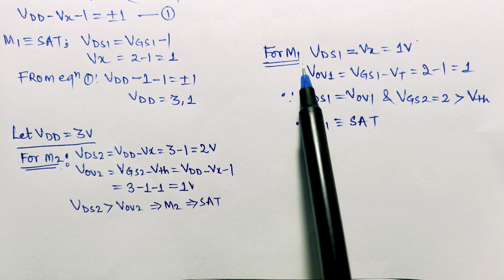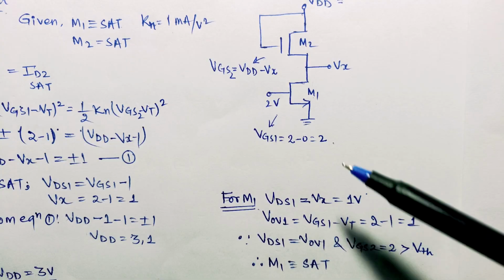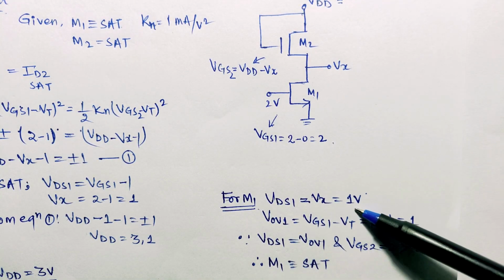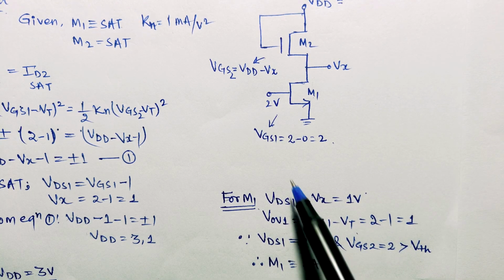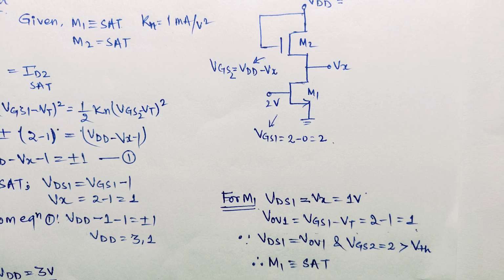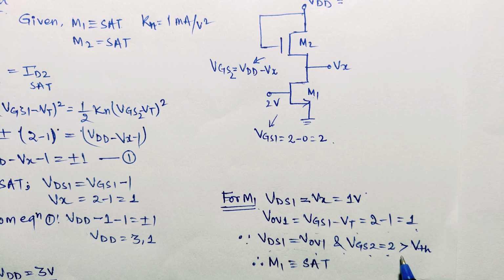If we check M1, then VDS1 can be written as Vx, as we can see in the circuit. This VDS1, Vx, is equal to 1 volt, and the overdrive voltage is VGS1 minus VT. VGS1 is 2 volt and minus 1 is equal to 1 volt. So here we can see that VDS1 is equal to the overdrive voltage 1, and VGS2 is equal to 2 volt, which is greater than the threshold voltage. So this is the minimum condition where VGS2 is greater than VTH and VDS1 is equal to the overdrive voltage for M1 to operate in saturation region.